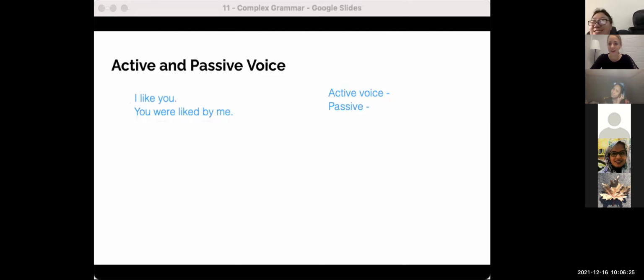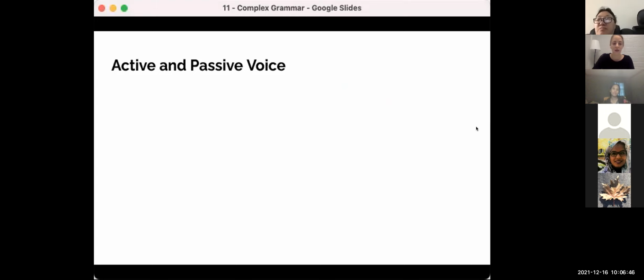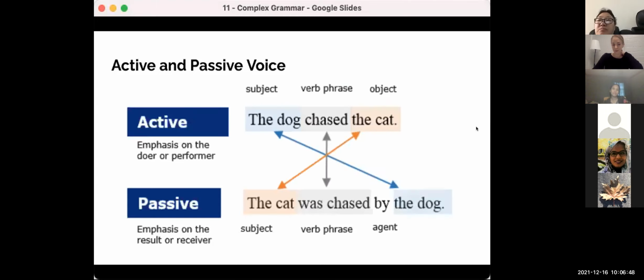Okay, good. That is great. If you have studied active and passive before, some of these ideas might sound familiar to you. If you've never studied before, don't worry, because that's what we're here for. I'm going to show you some examples of active and passive, and then we'll talk about how to make the verb active or passive and why we would do that.